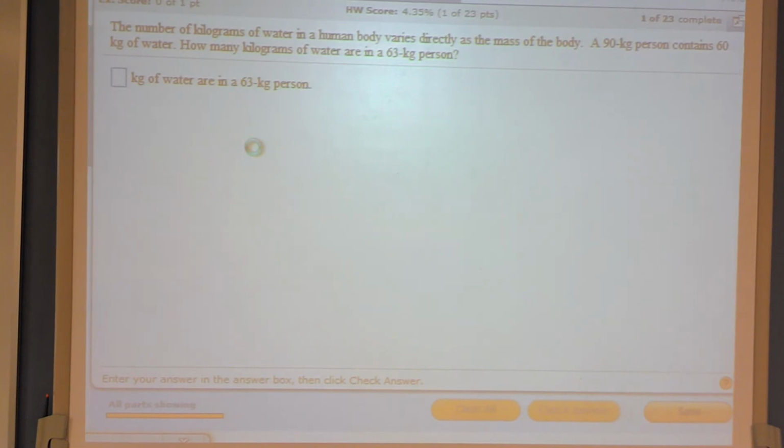It says, the number of kilograms of water in a human body varies directly as the mass of the body. Water, I'd probably change it to W, and then mass I would change to, what do you think I'd change mass to? M. A 90 kilogram person contains 60 kilograms of water. How many kilograms of water are in a 63 kilogram person? So this is just like the cookie example. Since it says directly, you're gonna use the directly, y is equal to k times x.